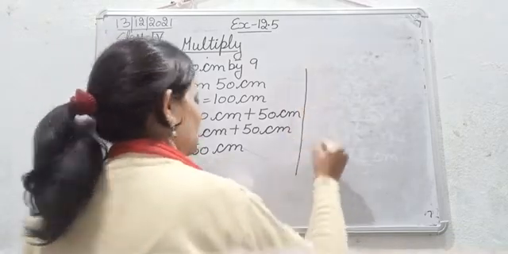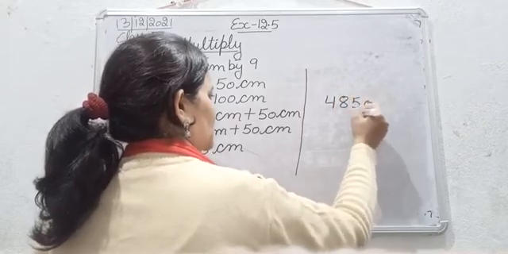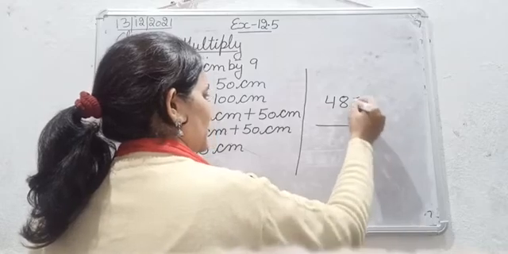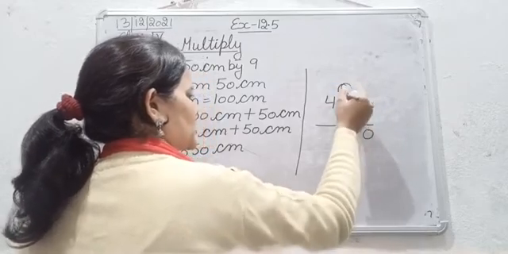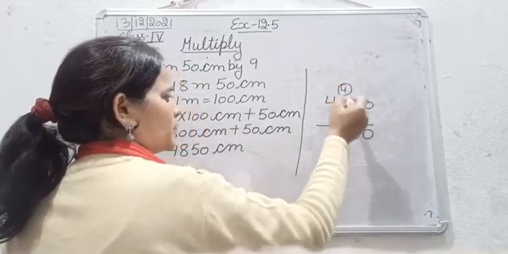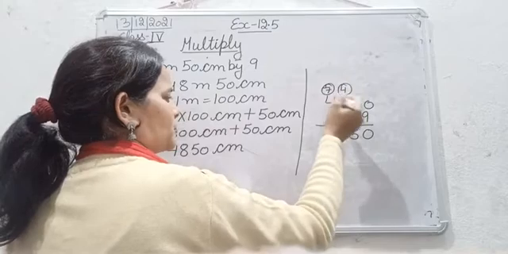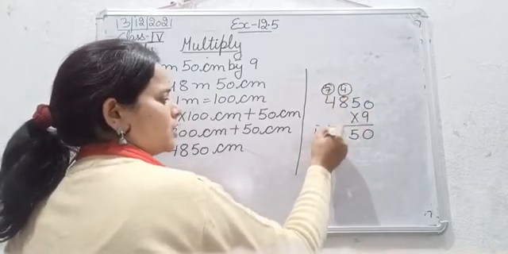So 4850 multiplied by 9. 9 zeros are 0, 9 fives are 45, 4 carry. 9 eights are 72, plus 4, this is 76, 7 carry. 9 fours are 36, plus 7, that is 43.